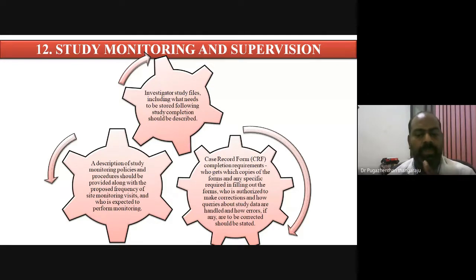So all these things we have to ensure: all the policies, all the insurance, all the CRF, case record forms. We will have a monitoring: what sort of monitoring, who will be the monitors, whether any data monitoring board is there. All these things will be mentioned in the clinical trial protocol.